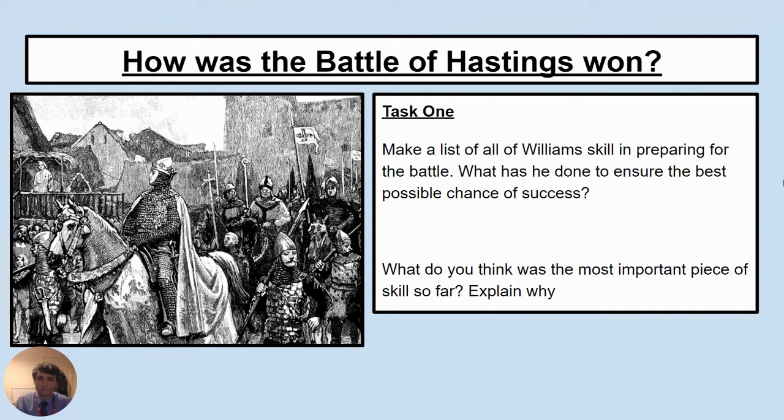Okay, so task 1. We've just looked at what William has done to prepare for the battle. Could you please make a list of all of William's skill in preparing for this? What has he done to ensure the best possible chance of success? Think about who he has asked for help and what he's promised them. Think about the size of his army. What's he done with the boats?